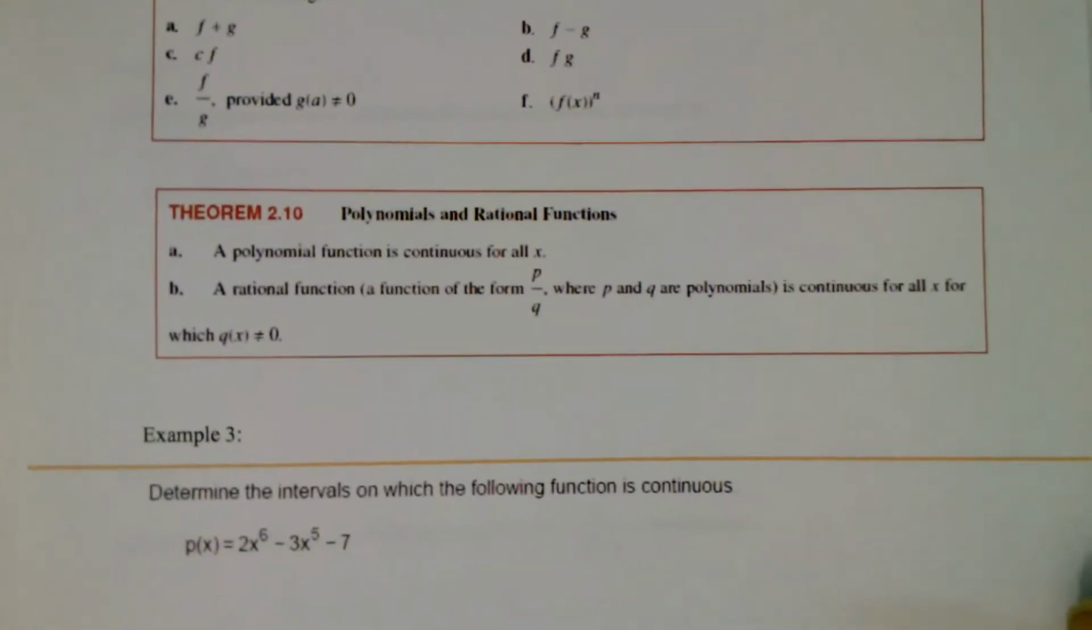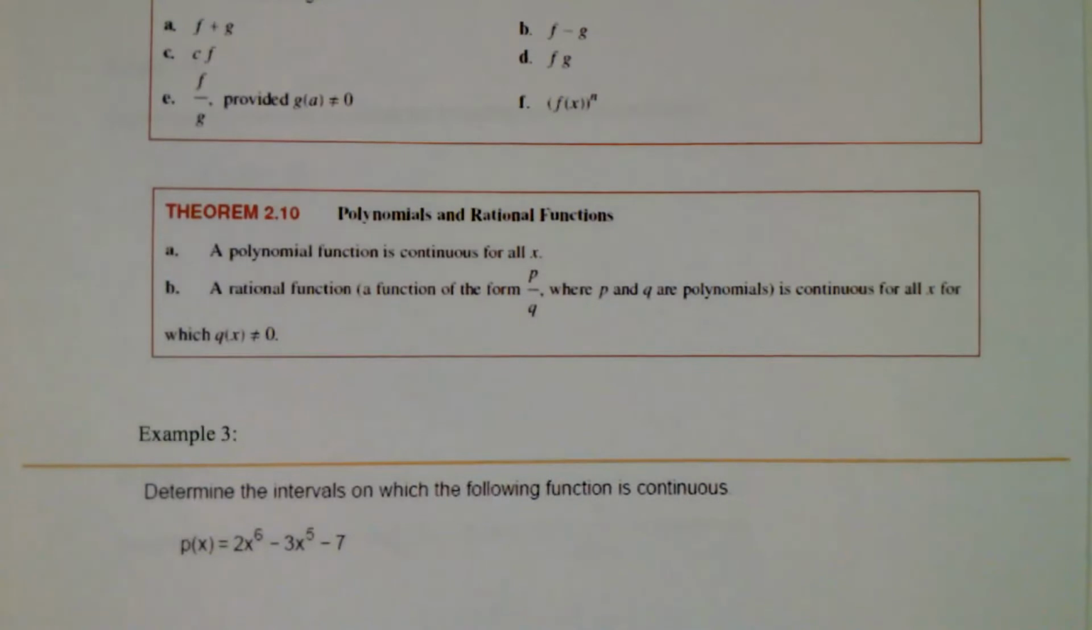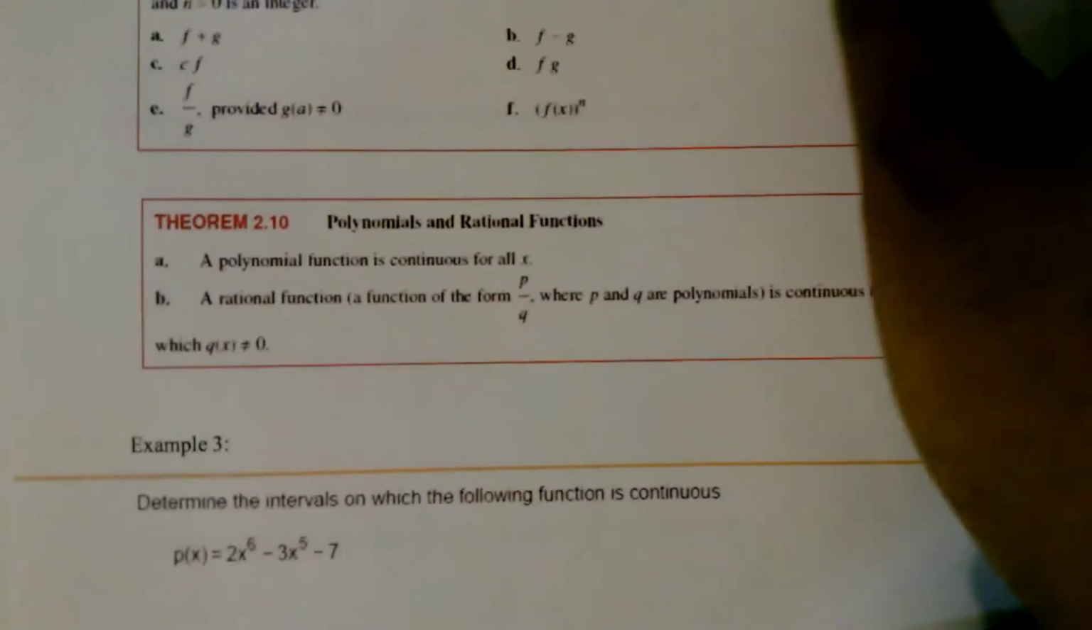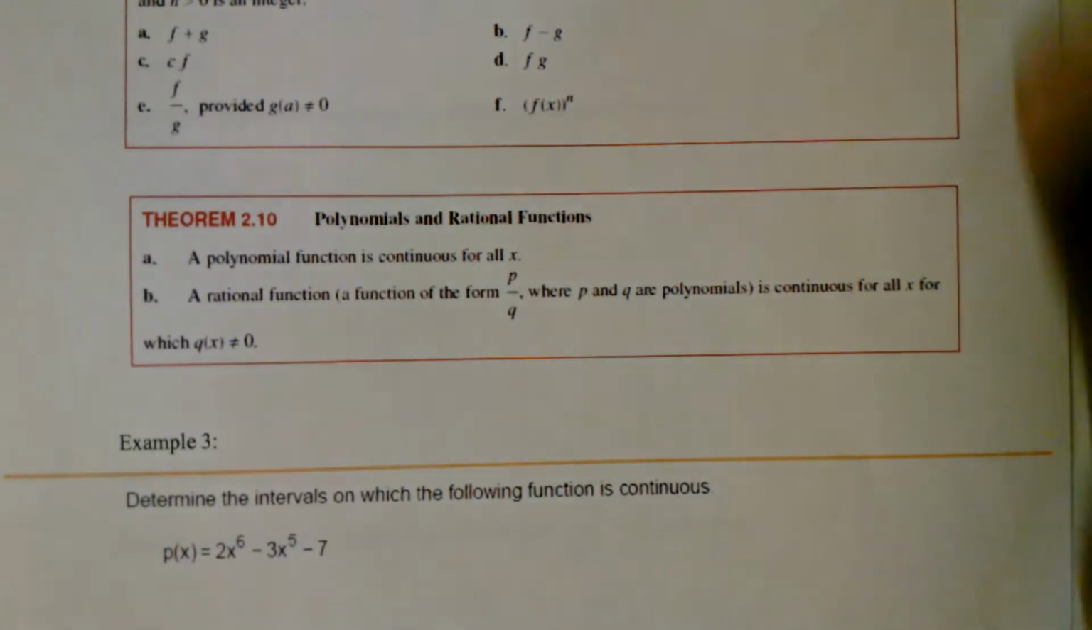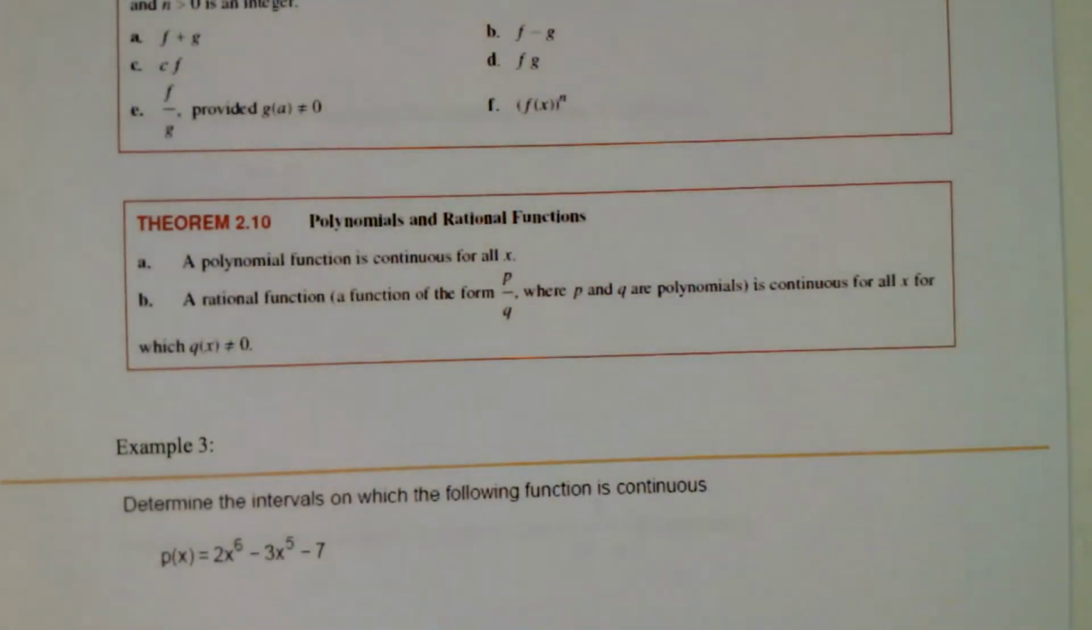All right, next we'll look at polynomial and rational functions. Here, a polynomial function is continuous for all x. That's a given right there. So for any polynomial function, if you substitute any x with a number, you're always going to get an f of x value for it. So a polynomial function will be continuous at all x, meaning the interval will be from negative infinity to infinity.